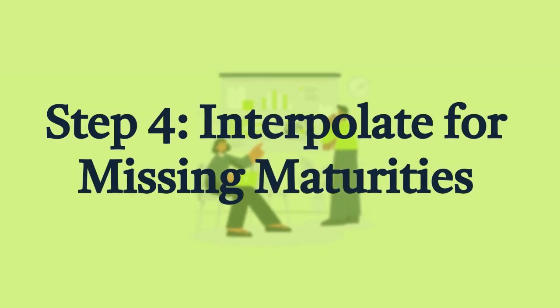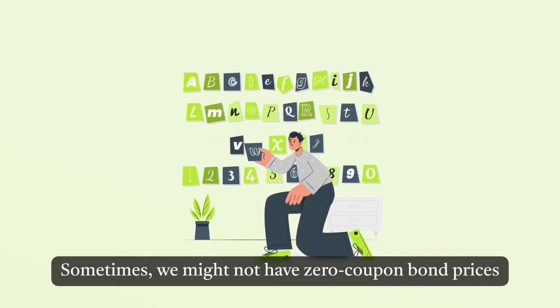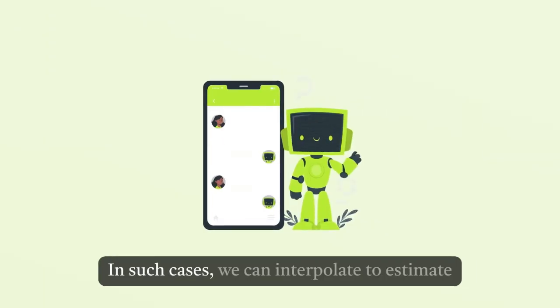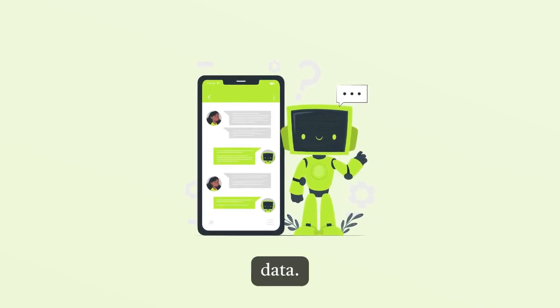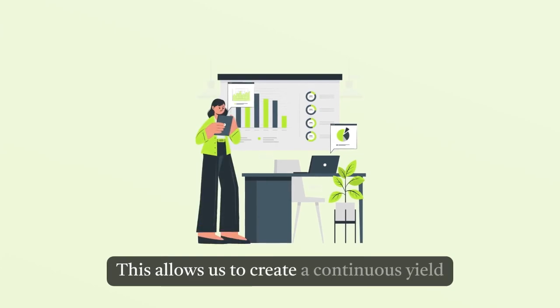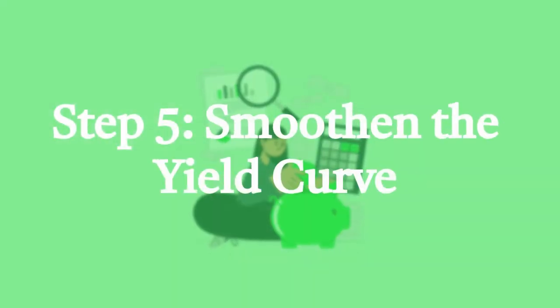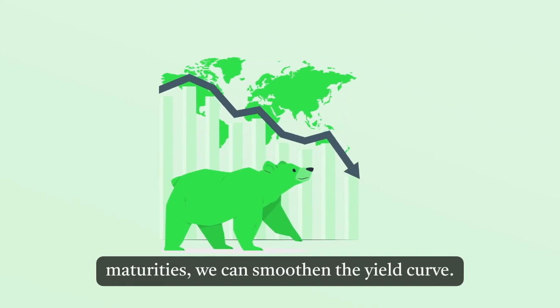Step 4: Interpolate for missing maturities. Sometimes, we might not have zero-coupon bond prices available for all desired maturities. In such cases, we can interpolate to estimate the missing spot rates based on the available data. This allows us to create a continuous yield curve. Step 5: Smoothen the yield curve. Once we have obtained spot rates for all maturities, we can smoothen the yield curve.